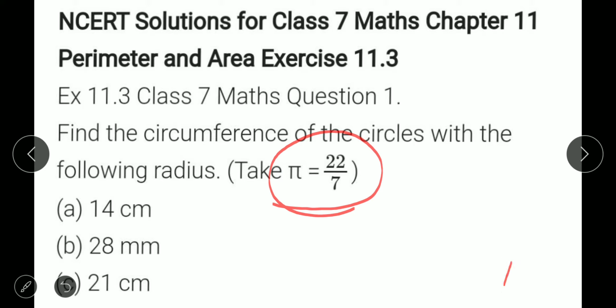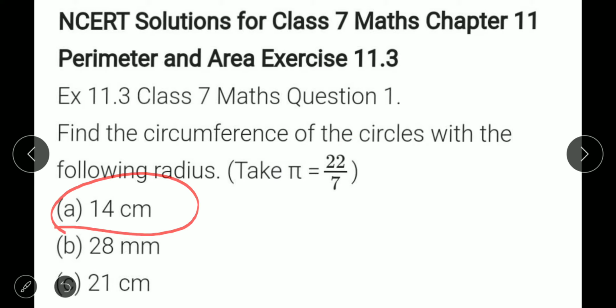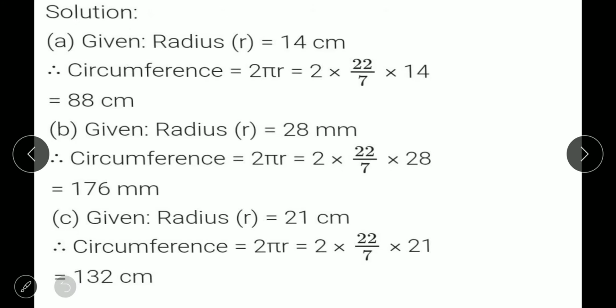So let's start now. In the first part they have given radius equal to 14 centimeter. Simply put the formula of circumference of circle, that is 2 pi r. 2 into 22 upon 7, then the value of r we have put, that is 14. Simple, solve it. 7 1s are 7, 7 2s are 14. Then 2 2s are 4 and 4 into 22 will be 88 centimeter, which is our circumference.